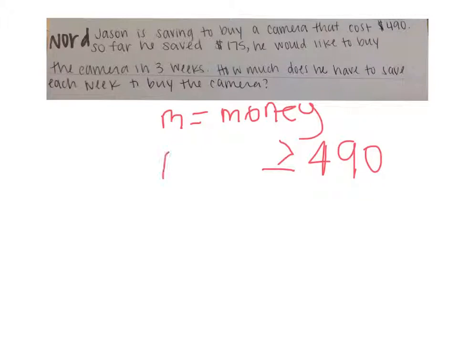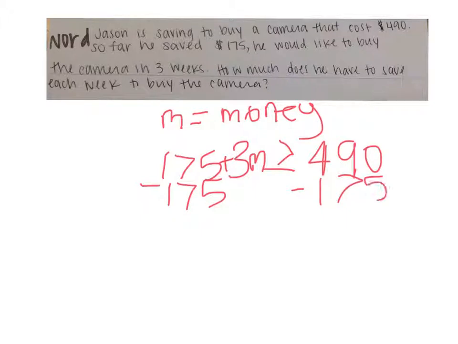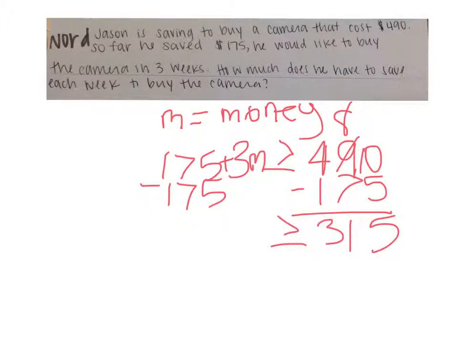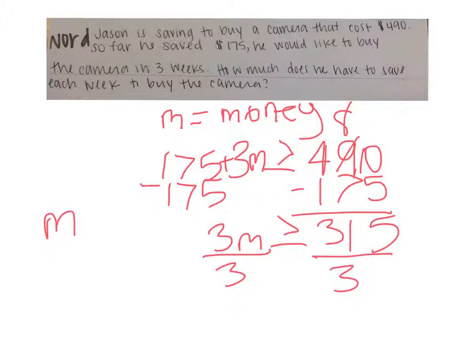So you do 175 plus 3m. Next, you would subtract 175 from each side, and that would give you 315, and you bring down the 3m. Next, you would divide each side by 3, giving you m is greater than or equal to 105.